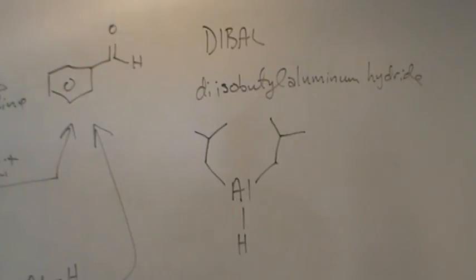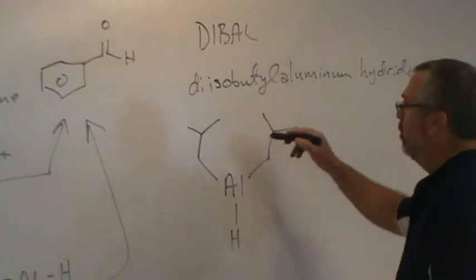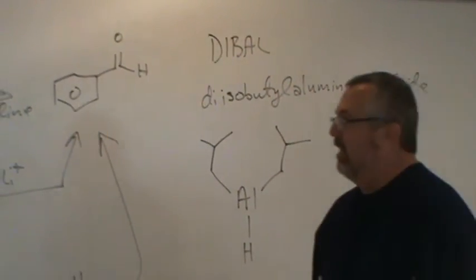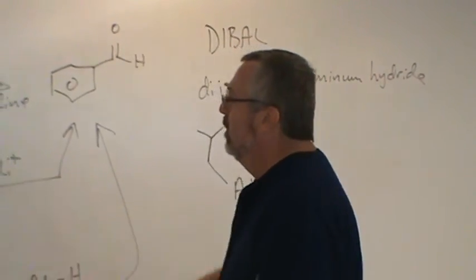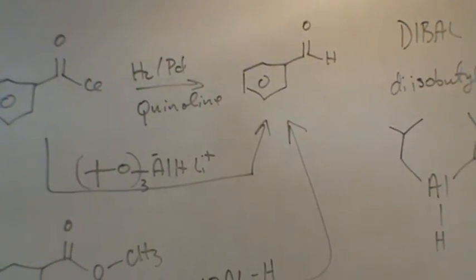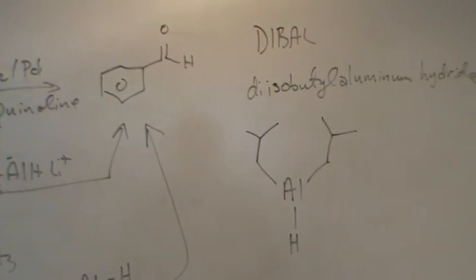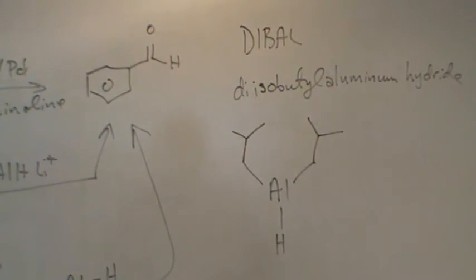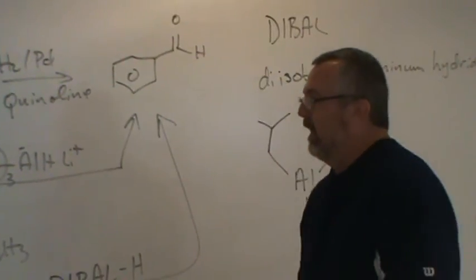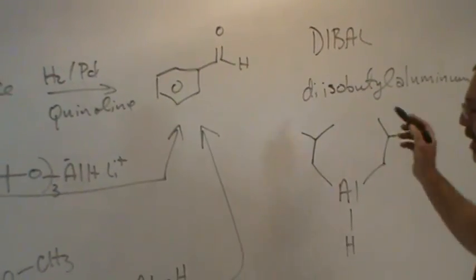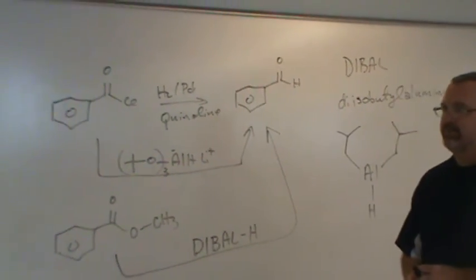Diisobutyl aluminum hydride is an aluminum hydride, but it's just a less active aluminum hydride. You can see that the isobutyl groups are fairly large. There's only three bonds on aluminum here. It's not this negatively charged aluminum hydride like we had here, or like we have with lithium aluminum hydride. It's just a reduced reactivity version of lithium aluminum hydride. And it allows us to stop at the aldehyde stage. So there you have it. Esters can go to the aldehyde using DIBAL-H. You don't have to draw out the structure, just write DIBAL-H and that's fine.